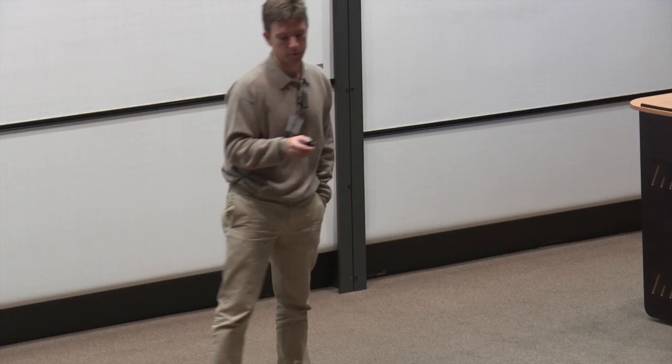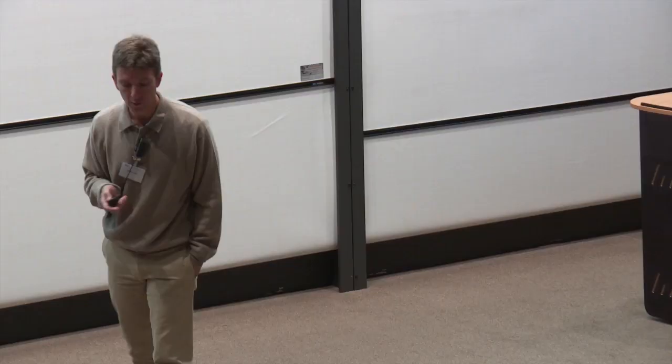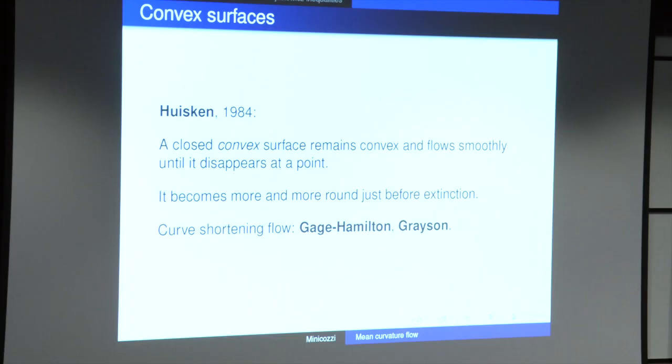In fact, Huisken proved this in all dimensions for surfaces on up. A slightly different proof, but an enormously different proof, was needed for the case of curves, the curve shortening flow. That was done by Gage and Hamilton, and Grayson showed that it also extended to curves that were not convex. So if you have a convex initial hypersurface, we now understand what happens. It remains convex under the flow until an extinction time, and just before this extinction time, it looks extremely round.